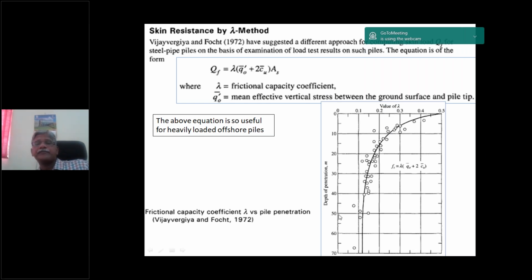So the lambda frictional capacity coefficient can be obtained from the depth of penetration in meters. If the depth of penetration is known, suppose say 30 meters, then draw the horizontal line, it cuts here, draw the vertical line, so that whatever value of lambda you get here should be substituted in this particular formula, so that you will get the frictional resistance corresponding to a particular depth of penetration. This was suggested by Vijayvergiya and Focht in 1972.